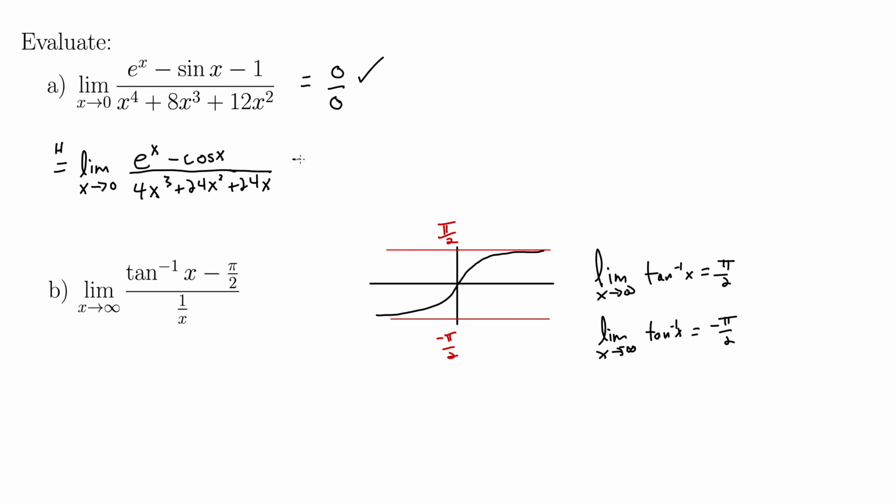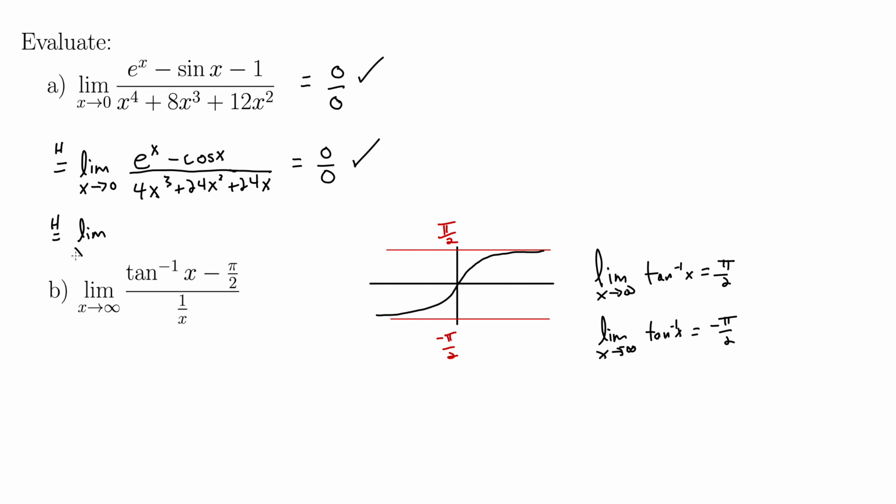Evaluating this limit, well, that gives us, again, 0 over 0. Okay, well, I'm going to take that as good news. Check, because we're still in the right form to use L'Hopital's rule. So let's use L'Hopital's on it again.